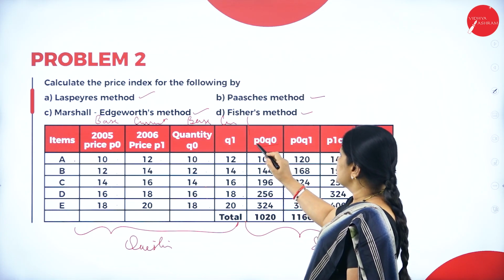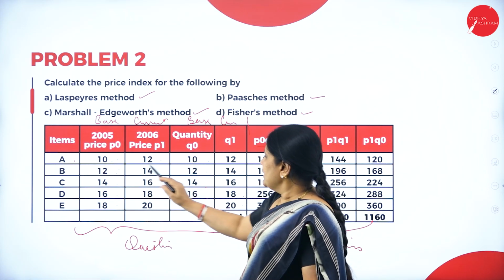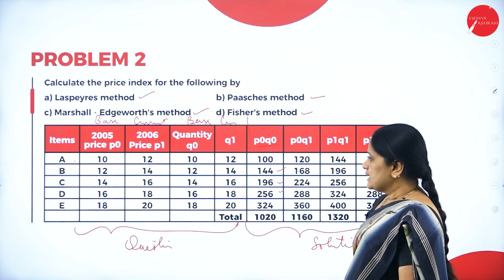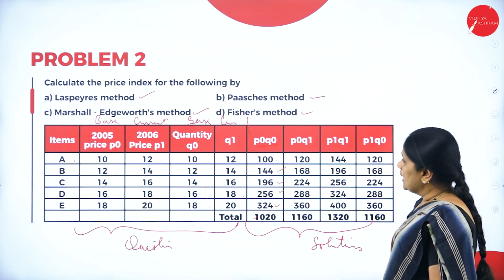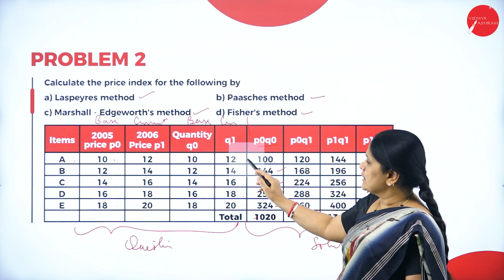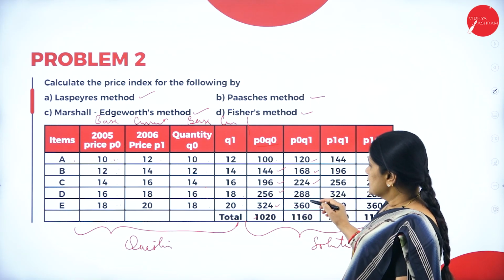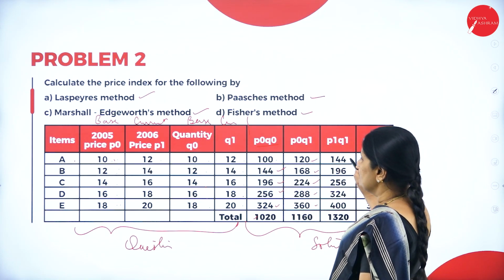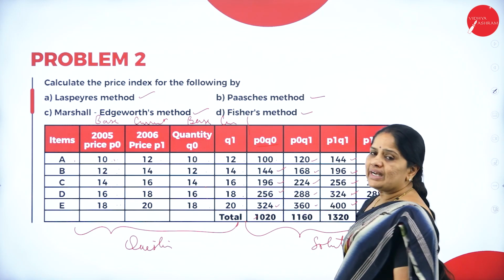This column, as the column itself suggests, is P0Q0. P0 into Q0: 10 into 10, 100; 12 into 12, 144; 14 into 14, 196; 16 into 16, 256; 18 into 18, 324. When we add all this, I am getting 1020. Now, the next one is P0Q1, that is price of the base year into quantity of the current year: 10 into 12, 120; 12 14s are 168; 14 into 16, 224; 16 into 18, 288; 18 into 20, 360. The same way P1Q1: 12 12s are 144, 14 14s are 196, 16 16s are 256, 18 18s are 324, 20 20s are 400.